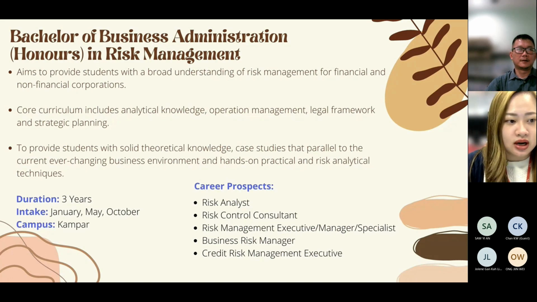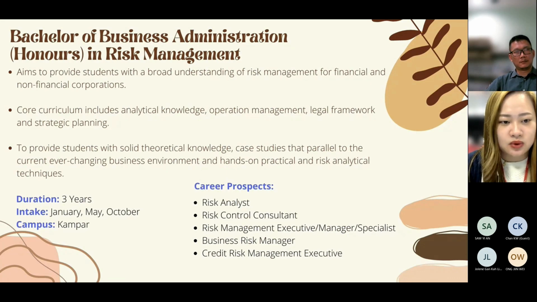This program has a duration of 3 years, and we have 3 intakes, which are January, May, and October. It is located at Kampar campus, and you may also refer to the career prospects, for example risk control consultant, risk management executive, or manager.